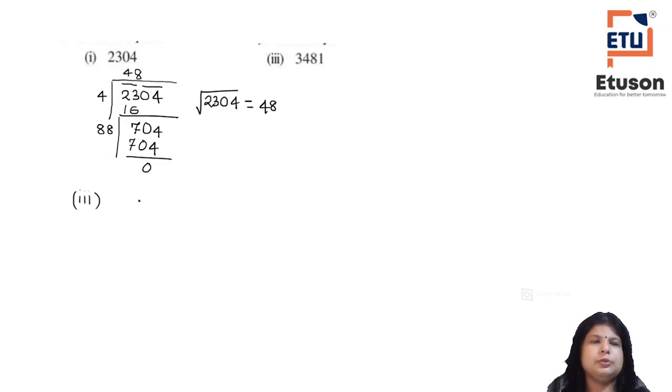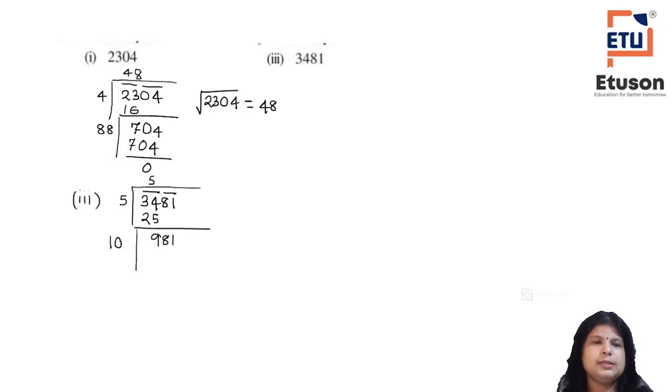Now let us go to bit 3. Here the number is 3481. Pair the number. Take the number whose square is less than 34. So here it is 5. Put 5 in the quotient part also. Then you have 25. Then the remainder is 34 minus 25, which is 9. Bring down the remaining number, that is 81.